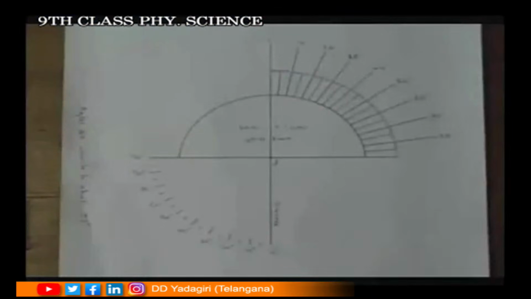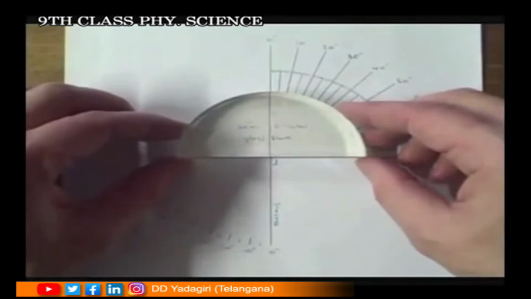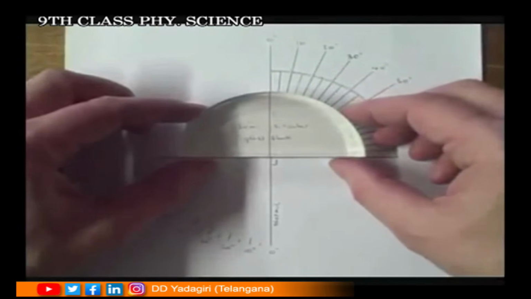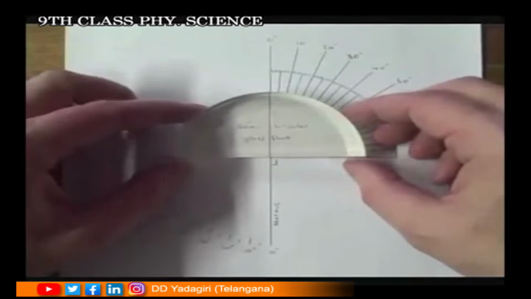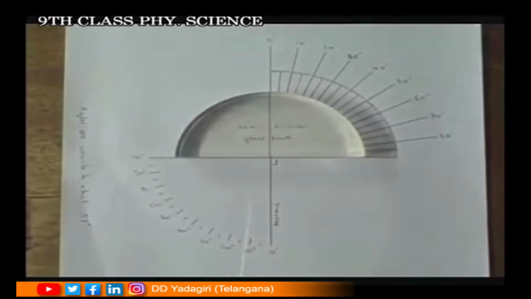Now children, after learning what is refractive index and what is relative refractive index, we will do a small activity to study the angle of incidence, angle of refraction and calculate refractive index. Let us do this activity. Let us take a white paper and let us draw the horizontal line and vertical line. At the intersection of these horizontal and vertical lines, place a semicircular glass slab and mark the angles.